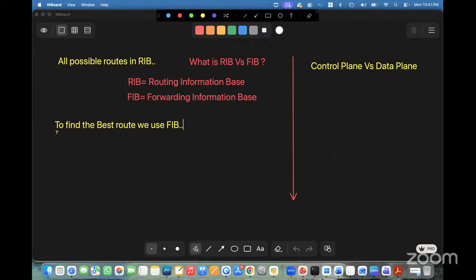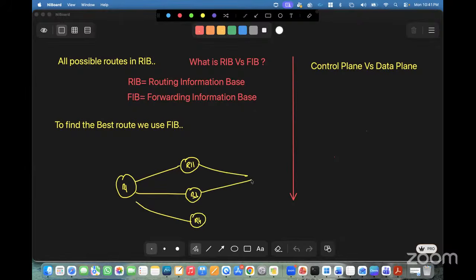Let me summarize. What is a RIB? What is a FIB? So take an example. I'm just going to give an example, and you tell me how we can use it. Okay, chalo, let's say this is one router, connected to R2. This is connected to R3. This is connected to R4. And this is R5.